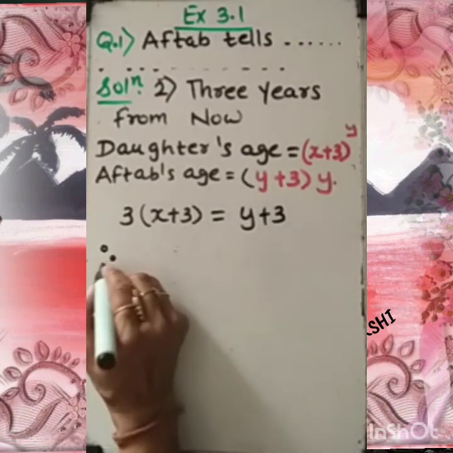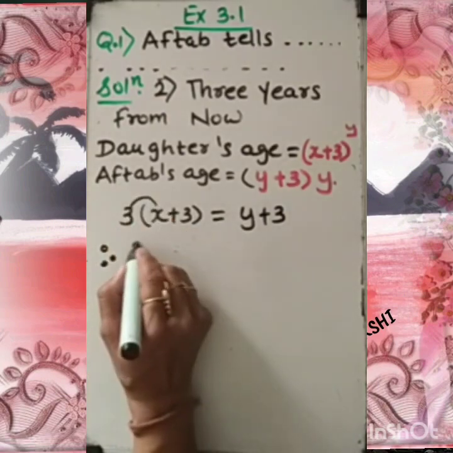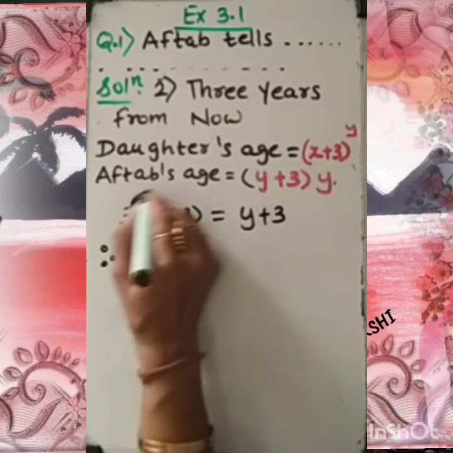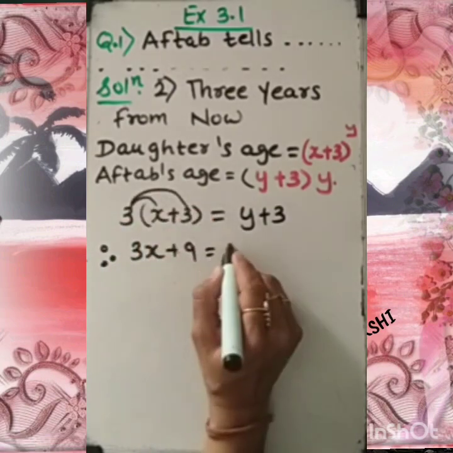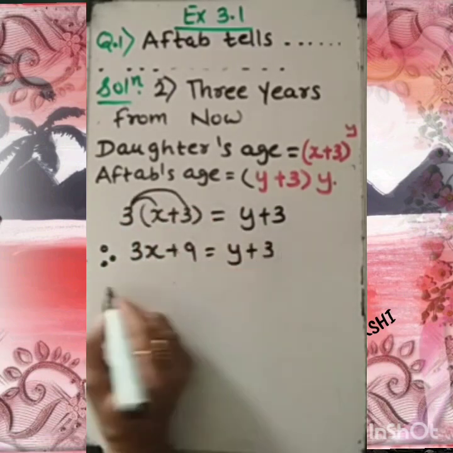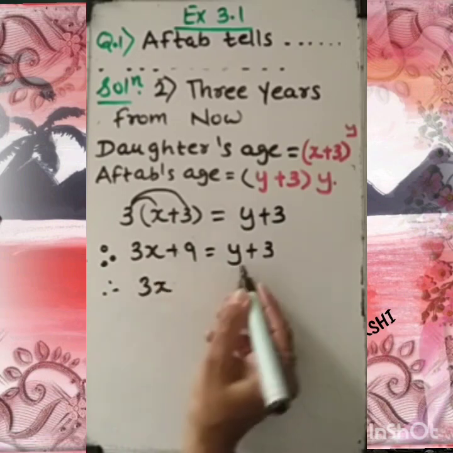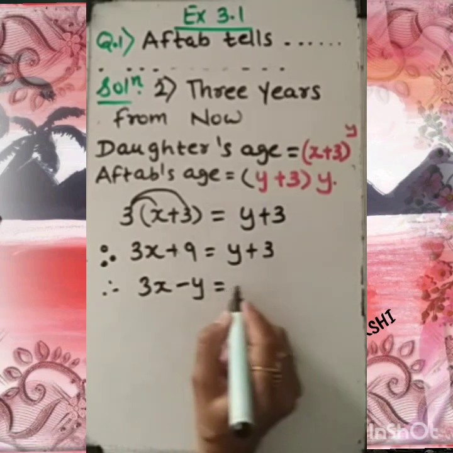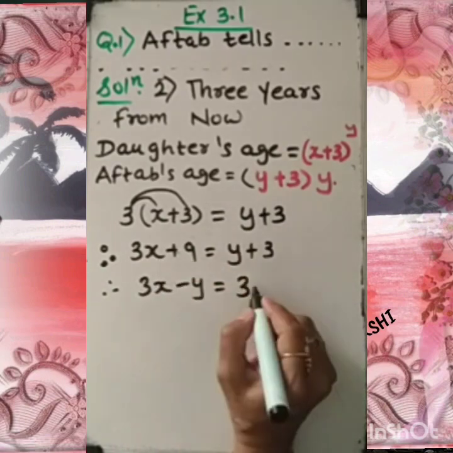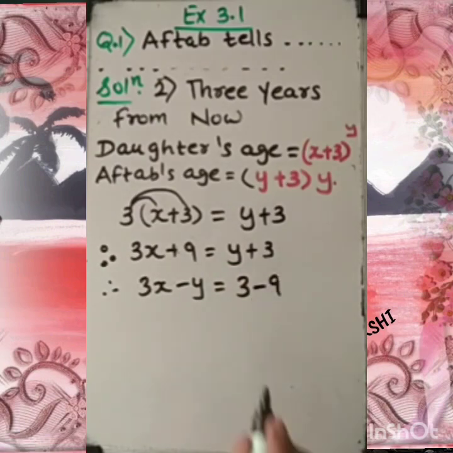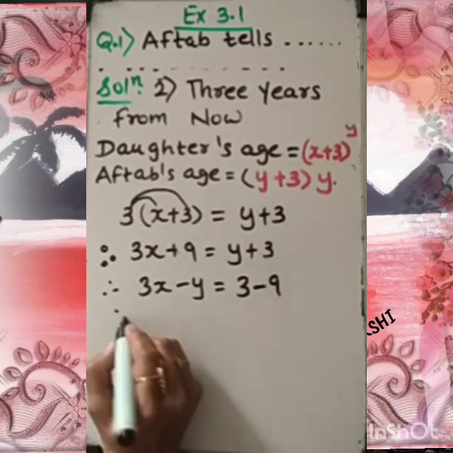Now let's simplify. We know 3 into x is 3x, 3 threes are 9, here y plus 3. Therefore, 3x, this y will move to this side as minus y, and this plus 9 I am taking to this side as minus 9.